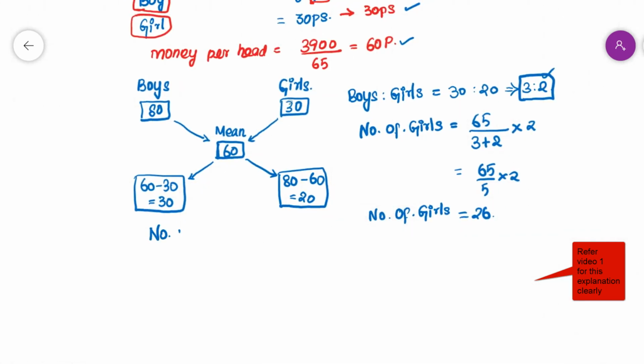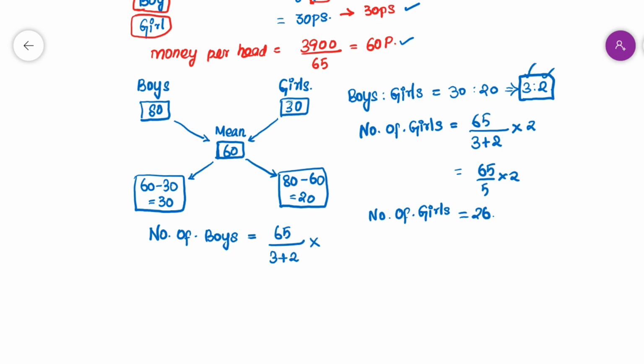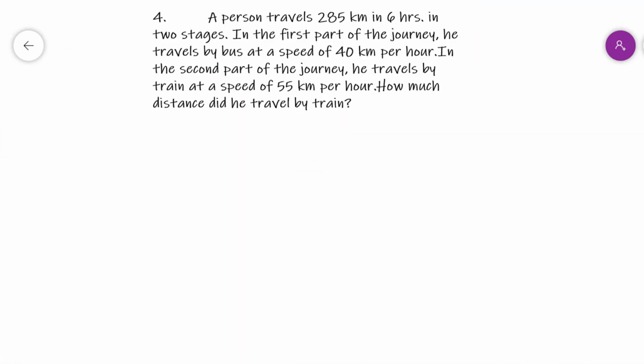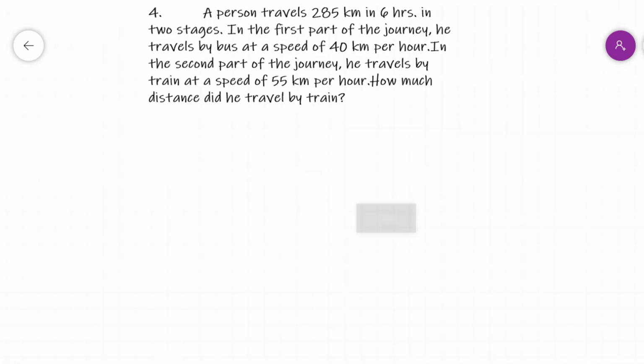And to find the number of boys, it is 65 divided by 3 plus 2, into 3, since boys are in the ratio of 3. Number of boys is 39. So this is how we find the number of girls and the number of boys in the class. We'll move to the next problem.